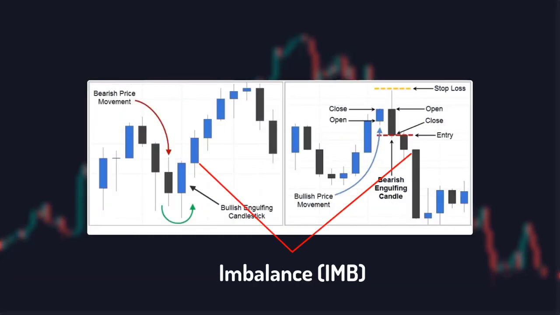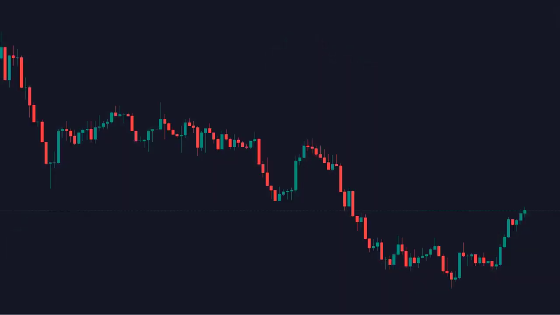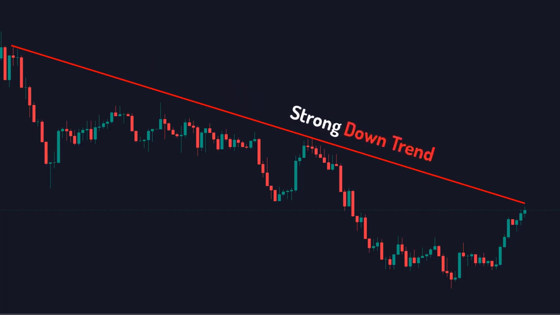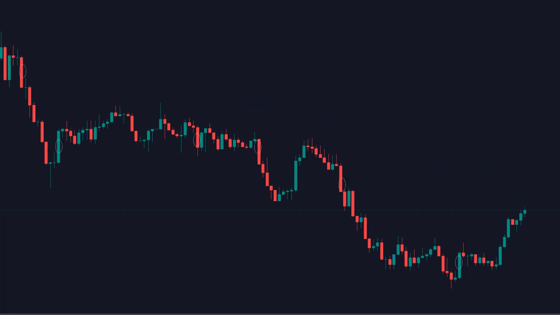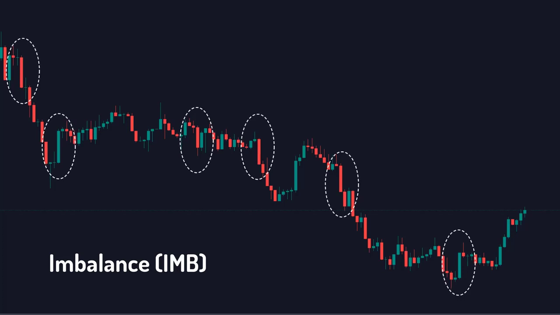Here we can see examples of imbalances formed by the market. Let's take a look at the chart and see whether we can identify them. As you can see, there is a strong downward trend, and you can quickly see the drastic movements caused by the market imbalance between buyers and sellers.